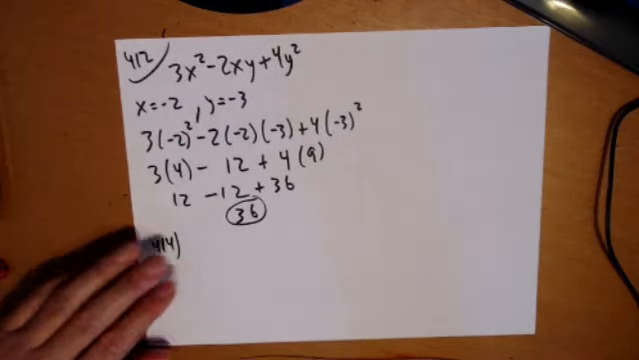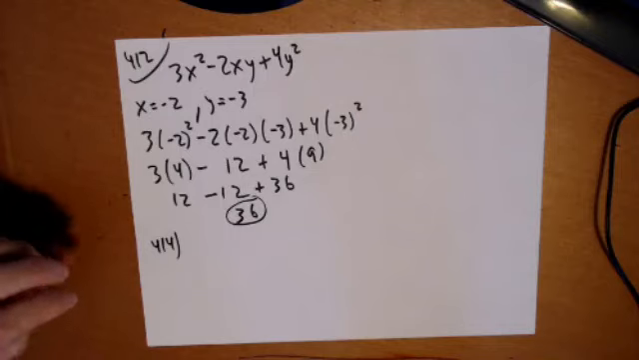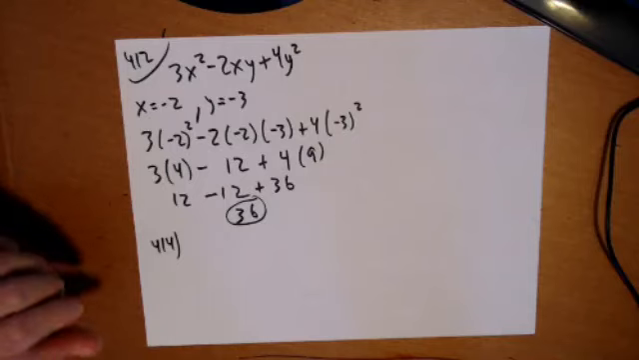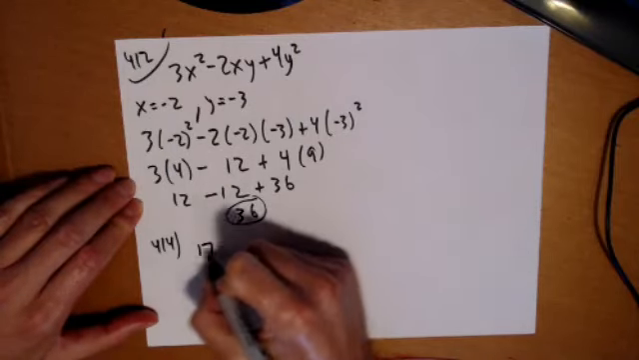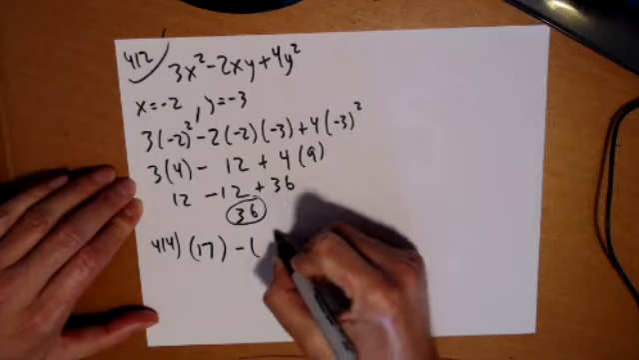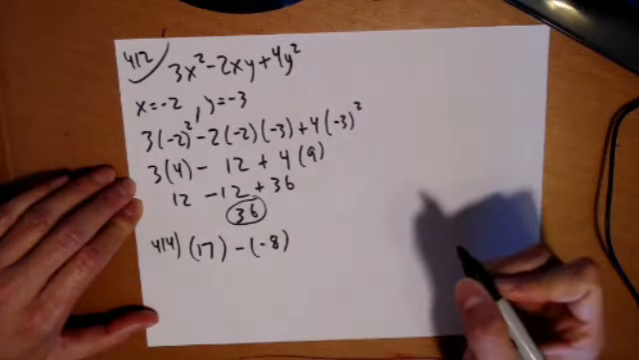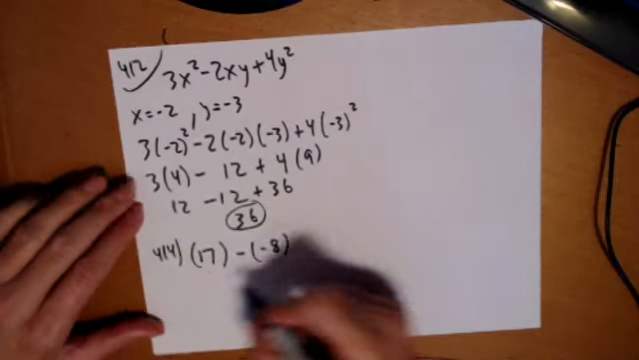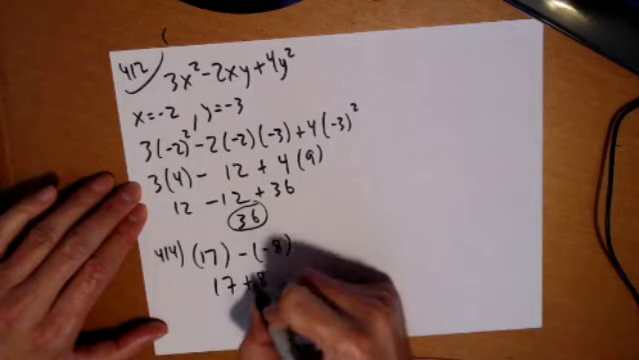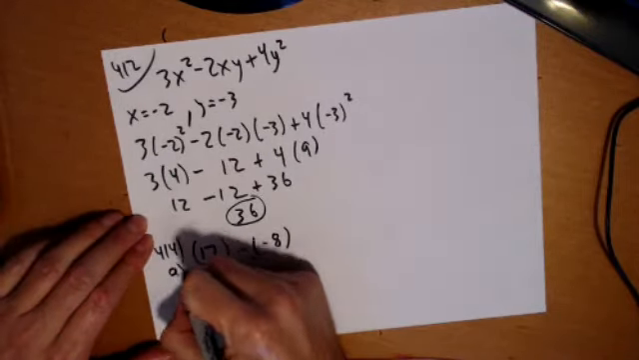Okay, 414. The difference of 17 and -8. The difference means subtract something. So the difference between 17 and -8, the difference of these two things, 17 and -8. Okay, so 17 plus 8, 25. Okay, that was part A.